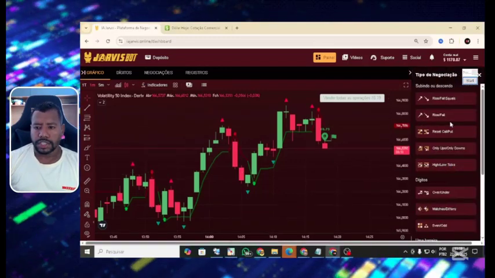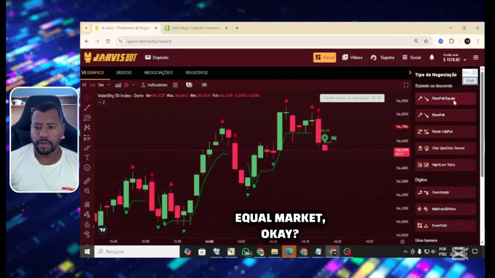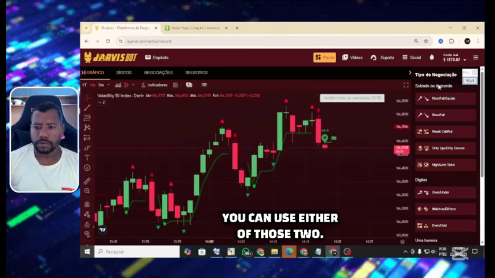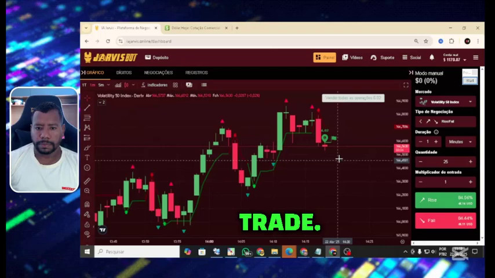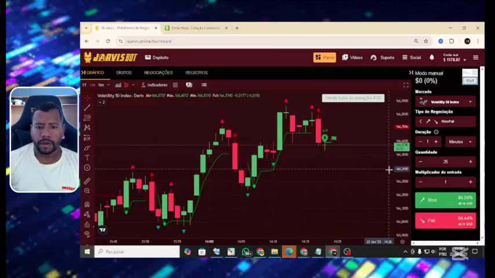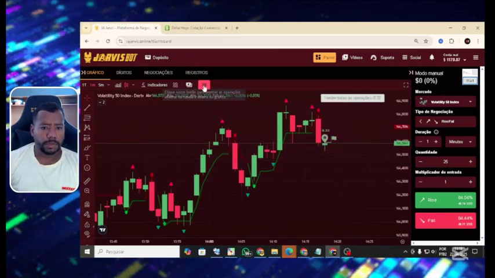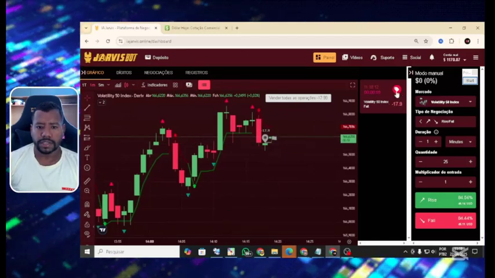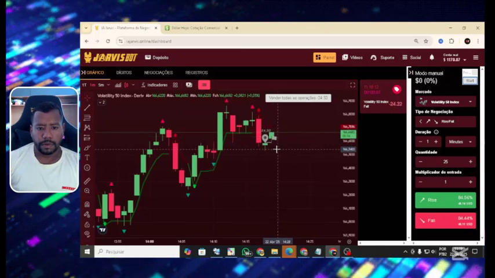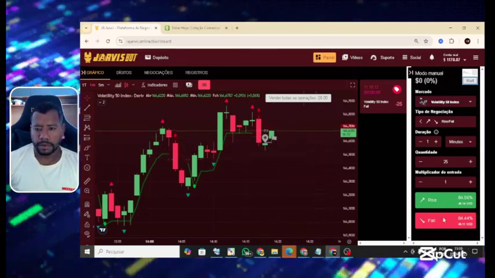You need to use the rise fall or rise fall equal market, okay? Use either of those two. Let's wait here, 1 minute entry for this trade. Another interesting detail. This option here lets you close the trade before it ends. Lost this trade. Wait here for the next trade.